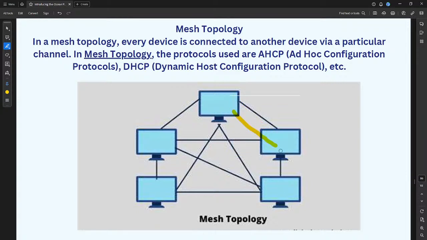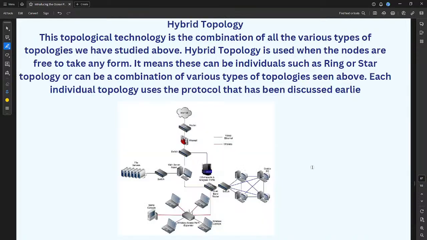You can see how everyone is connected. You can see the connection here, and here, and here. They are all connected, and that's what makes it a mesh topology.